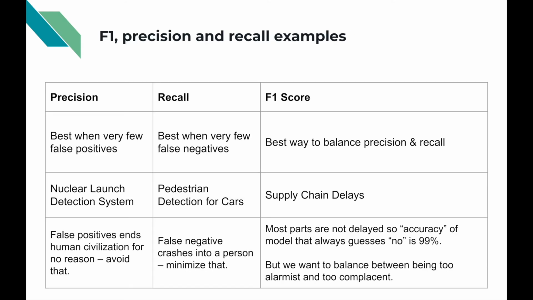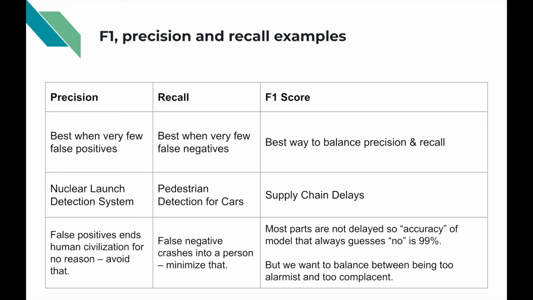So once again, to take those examples from earlier, there are definitely situations where we want to maximize on precision or recall. Nuclear missile launch detection, the most precise outcome is best. For pedestrian detection, the highest value of recall is desired. But maybe for something like supply chain delays, we actually want to balance between precision and recall. Most of the parts are not delayed, so accuracy is a bad measure.